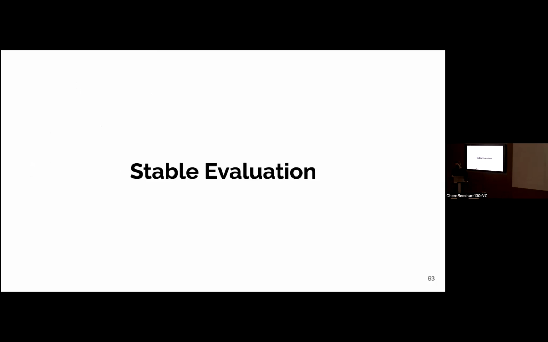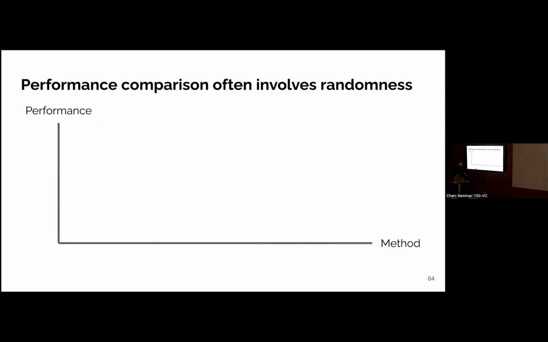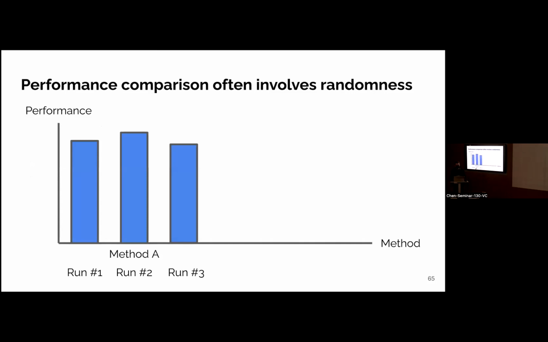Okay, we've got one last little topic because it's been kind of underneath the surface for this whole lecture, which we should now talk about, which is that performance comparison often involves randomness. So, as you may have noticed as you train stuff, if you run your method 3 times, you'll probably get slightly different results each time.